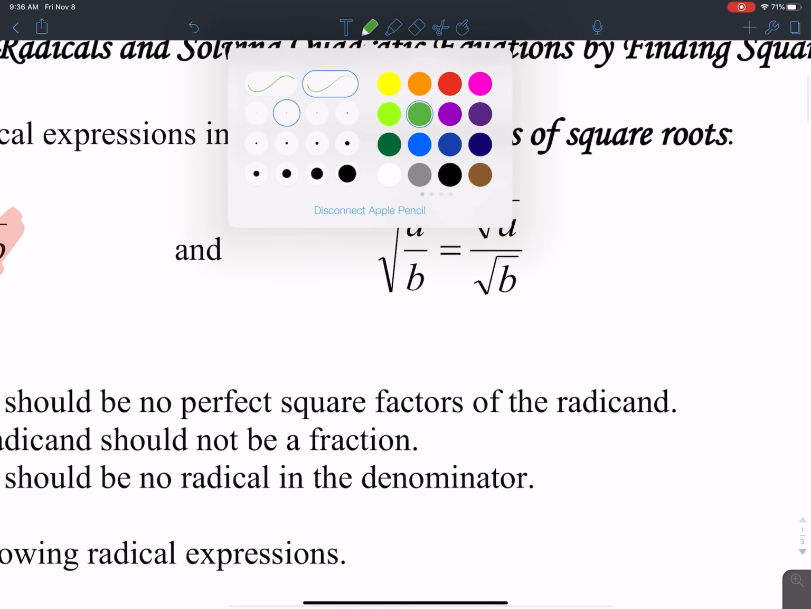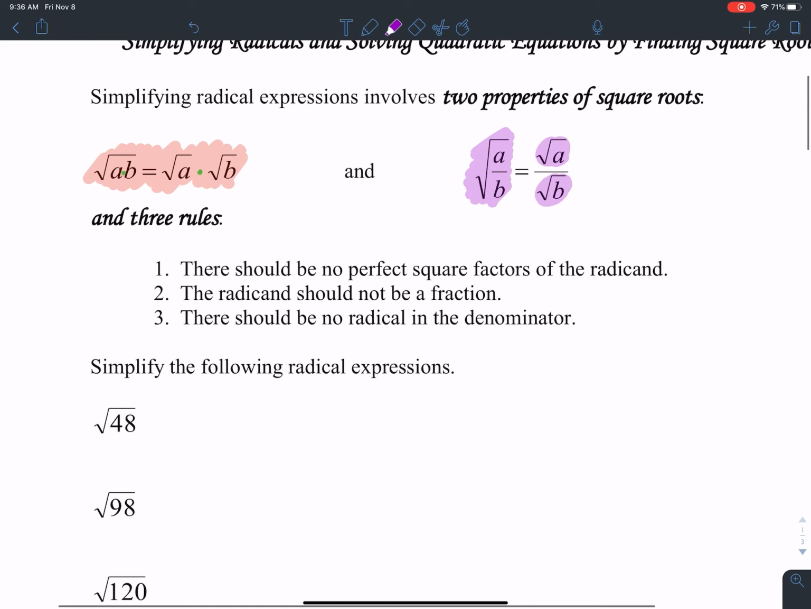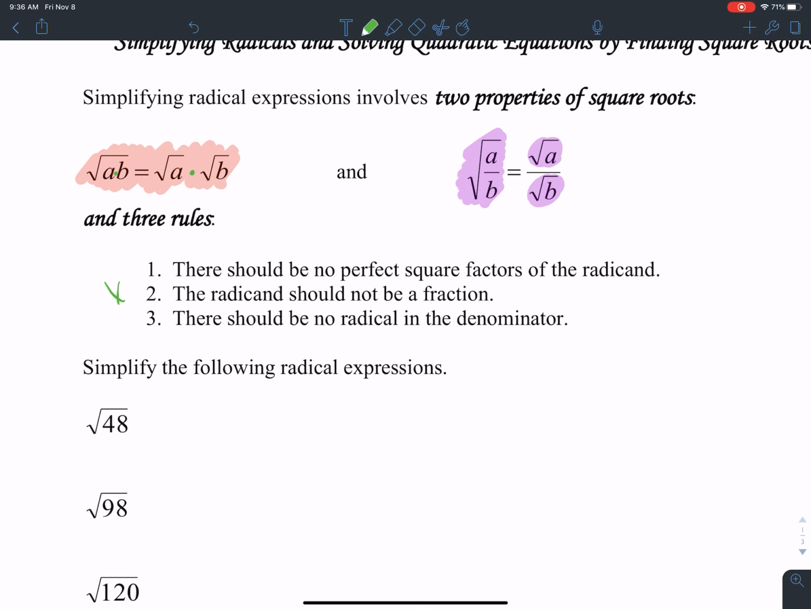Same thing with the division property or our quotient rule. There's a lot of different names we might call it. If two numbers are divided under one square root, we can simply divide the numbers under their own square roots. So when we're starting to simplify, you can obviously see the directions are written here. Simplifying a square root means removing all the perfect square factors.